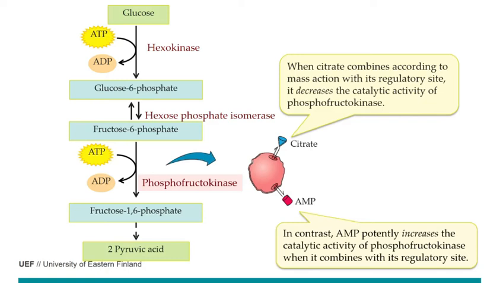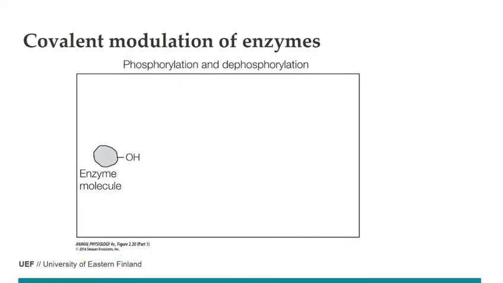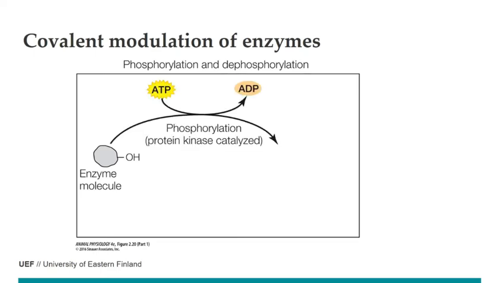Okay, will the phosphofructokinase work or not? And that's why these metabolic pathways can be a little bit messy. Well, we also can modulate covalently the enzyme activity. We have phosphorylation and dephosphorylation. Enzyme molecules can have phosphate by phosphorylation.